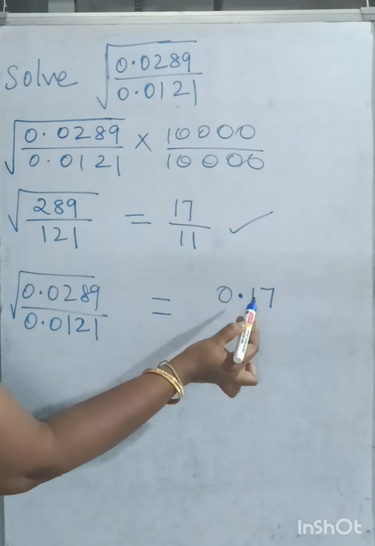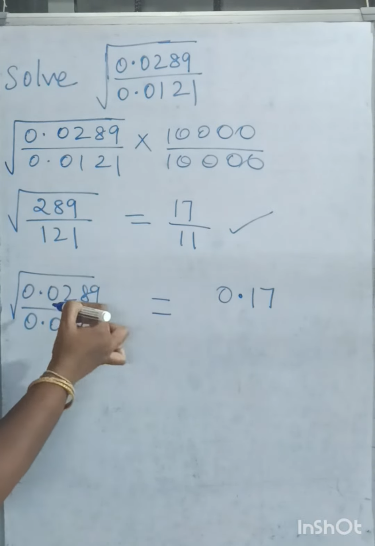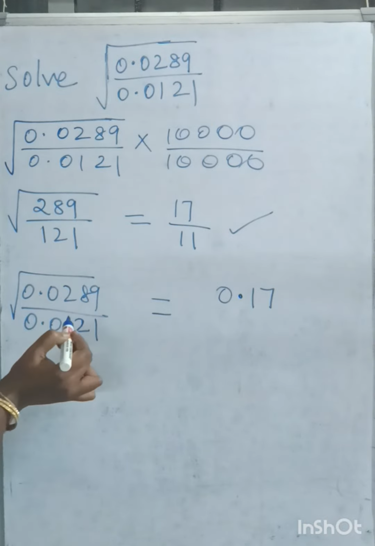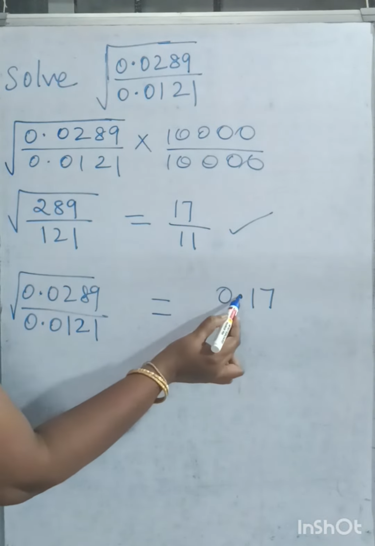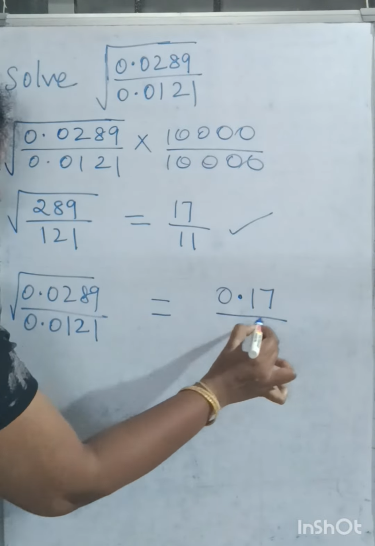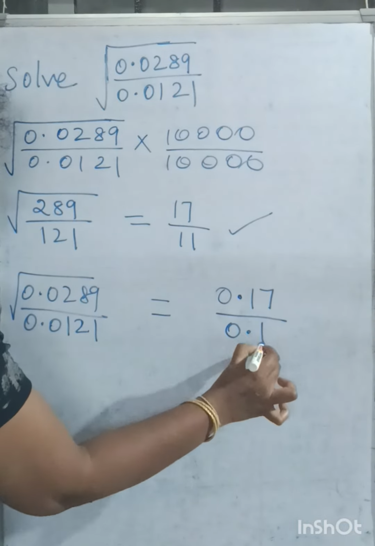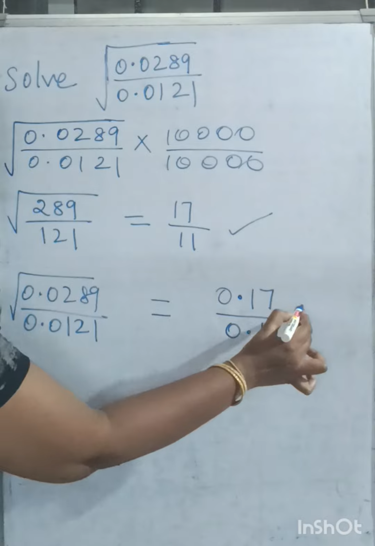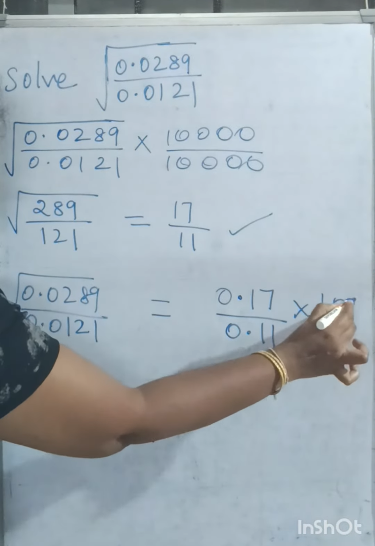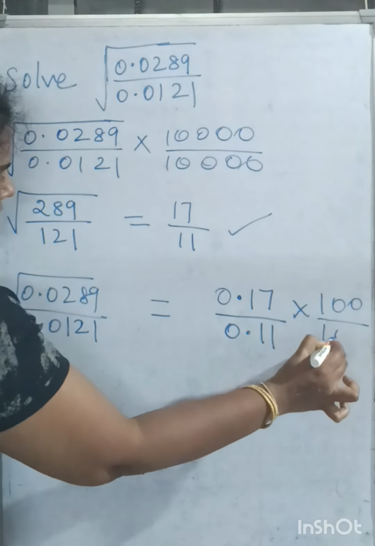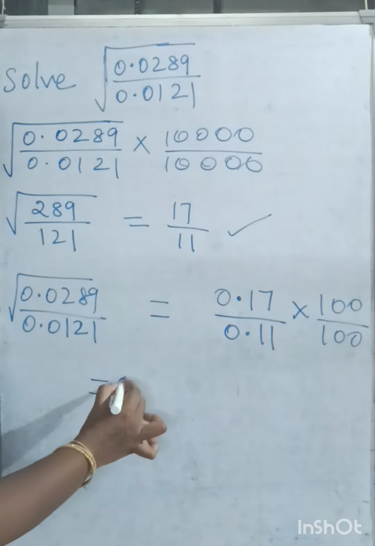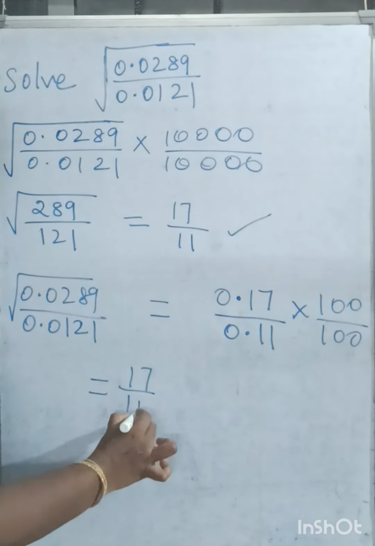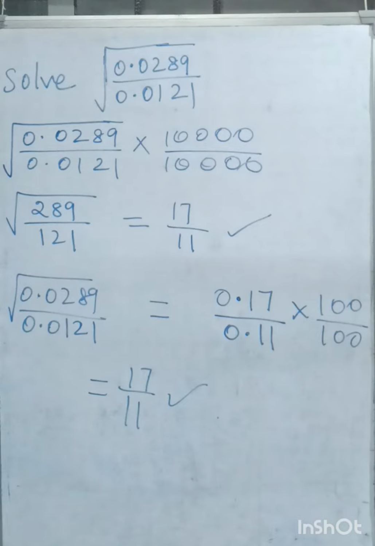Since it is square root, we are giving it 2 digits before the decimal point. In the same way here also we will get it as 0.11. Now, to make it a whole number, multiply with 100 both on the numerator and the denominator. So, it will become 17 by 11. Thank you.